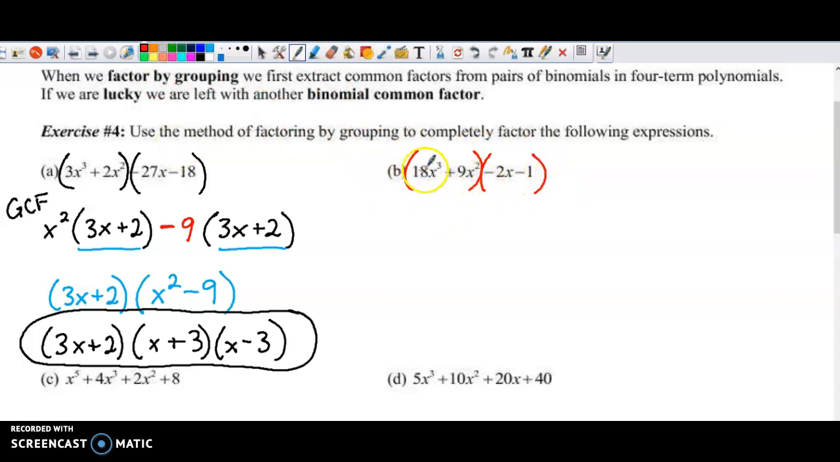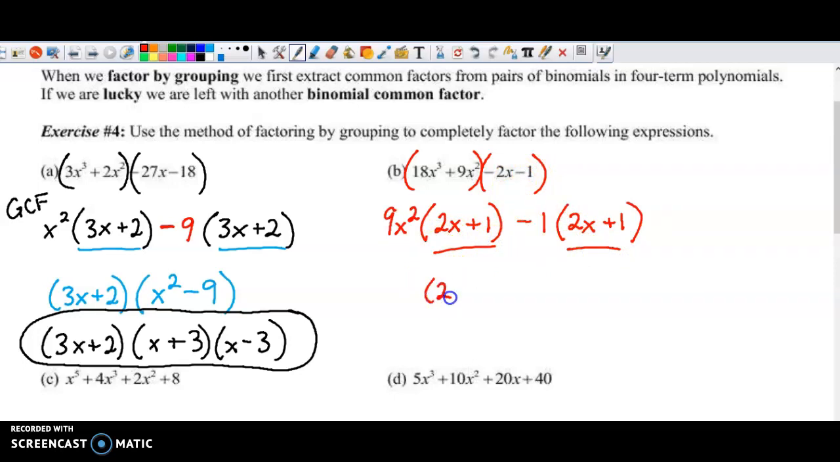Group, that's all you have to do. The 4 terms, group them. Greatest common factor, 9x squared, and you're left with 2x plus 1. And again, my goal is to get the 2x plus 1 on the other one as well, so it makes sense to factor out a negative 1. These pieces are the same, so we can write it once. And then your other piece would be the remaining pieces, 9x squared minus 1.